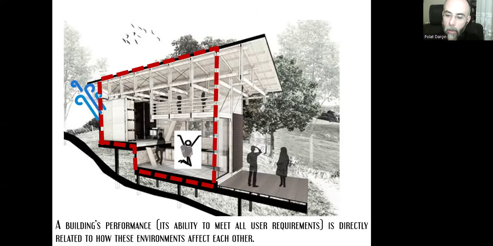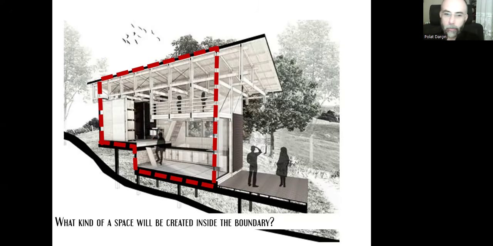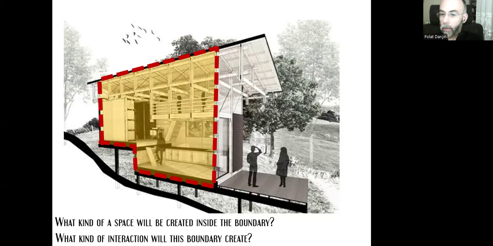If the user needs a warm air temperature, providing that space property for the user is directly related to how these environments affect each other. This interaction, this affecting, occurs as the result of all the decisions made during the design, how we create the envelope. What kind of a space will be created inside this envelope?